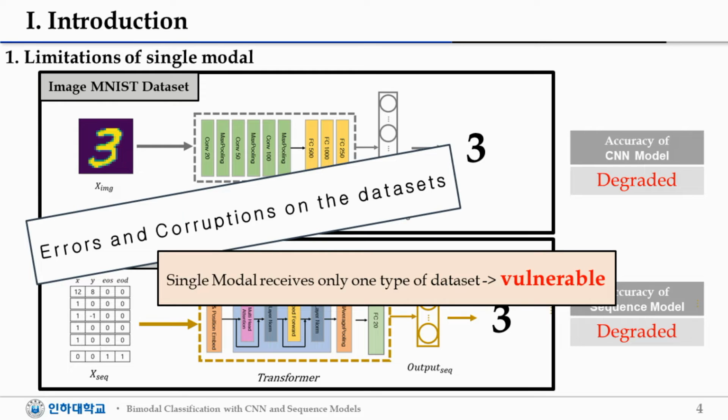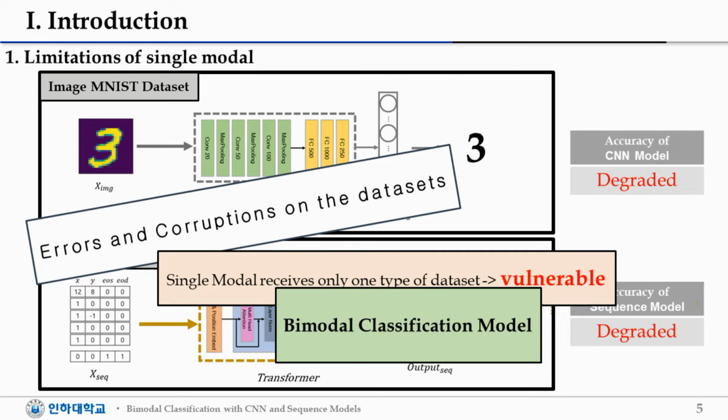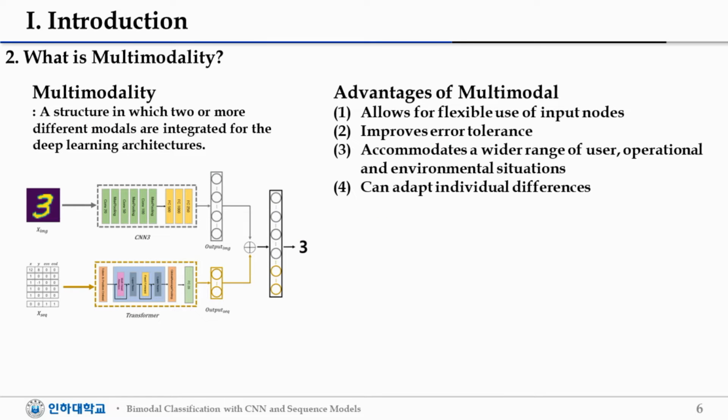So in this study, we solve these problems by using a bimodal classification model. Multimodality is a structure in which two or more different modalities are integrated in deep learning architectures. Learning using multimodality receives several sources and connects the information in various layers of the architecture.